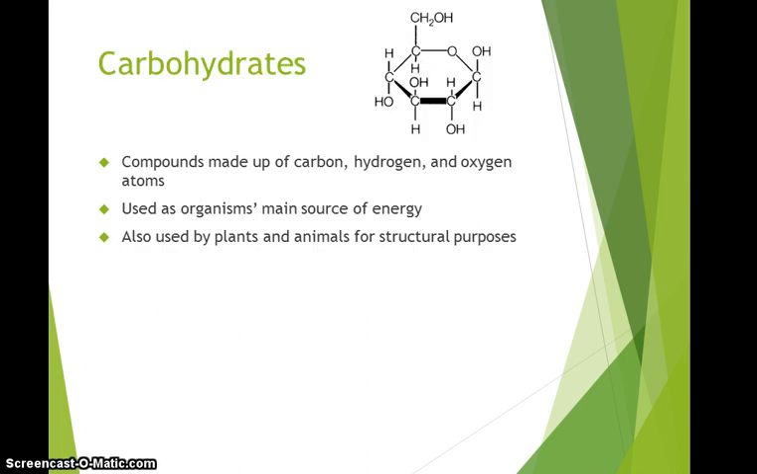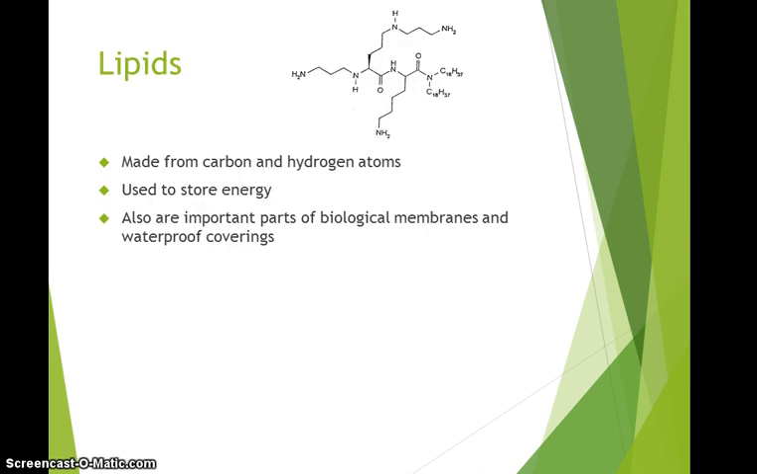Carbohydrates are used for an organism's main source of energy. The breakdown of sugars is what supplies the immediate energy for all cell activities. Plants and animals also use carbohydrates for structural purposes. Lipids are used to store energy and are important parts of biological membranes and waterproof coverings.